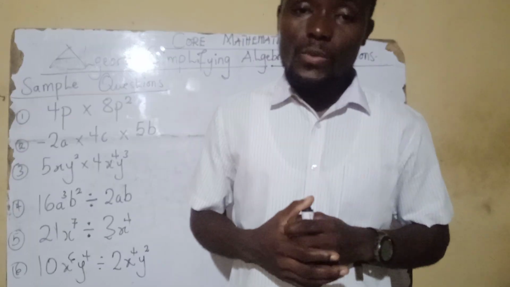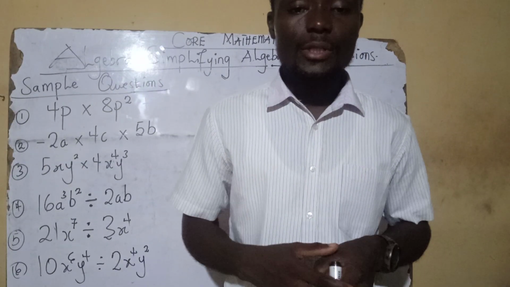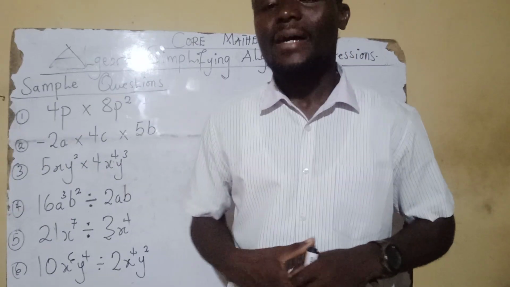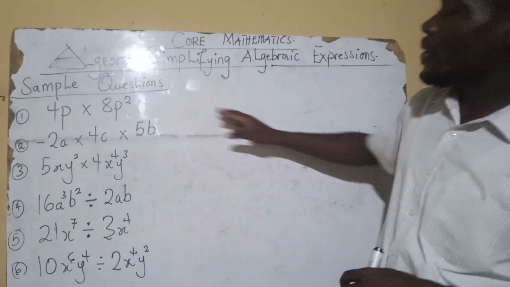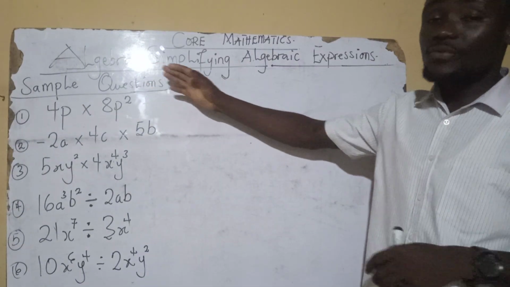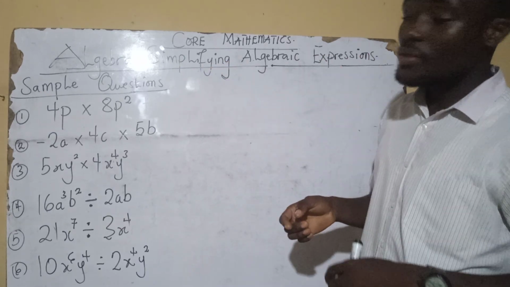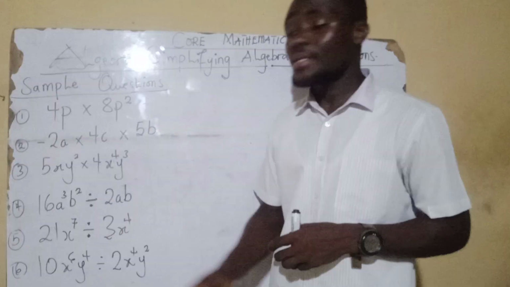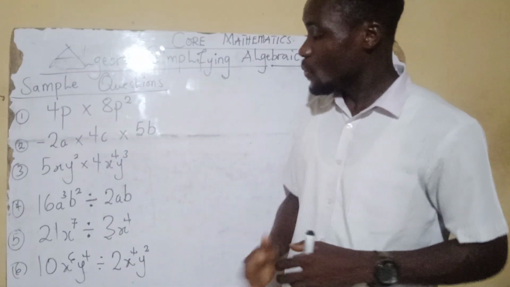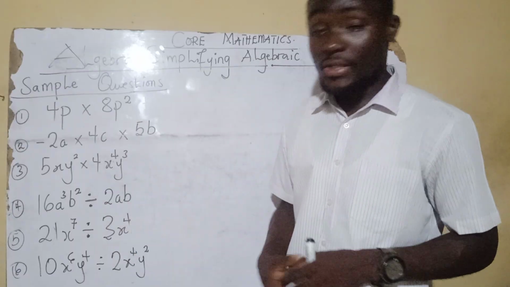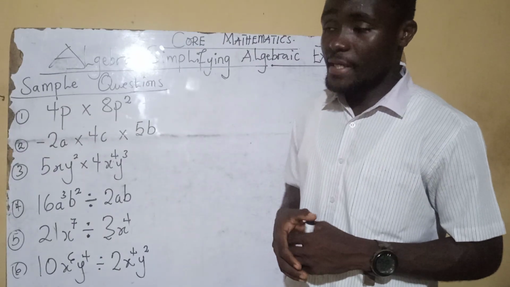Today too, let's see what mathematics has for us and how we're going to help you understand the concept one after the other. We are still looking at algebra, and specifically we are diving into simplifying algebraic expressions which involves multiplication and division. As you can see here, we have some expressions in which multiplication and division play some key roles.